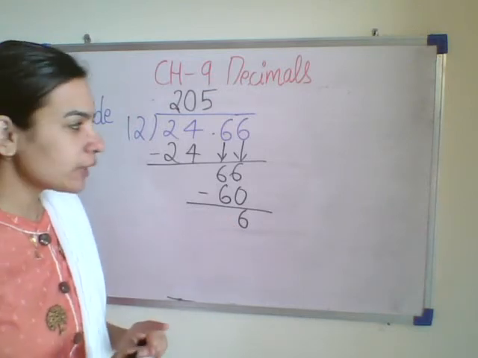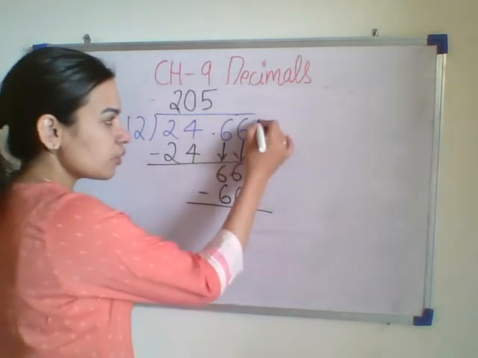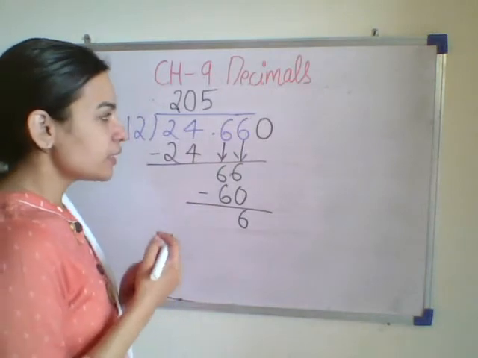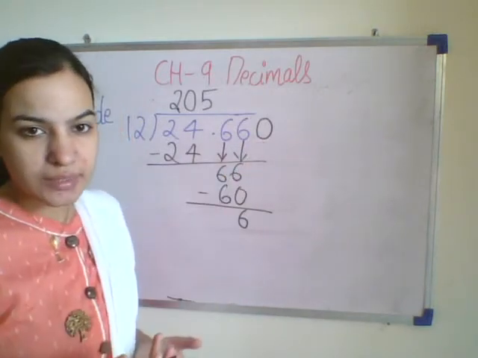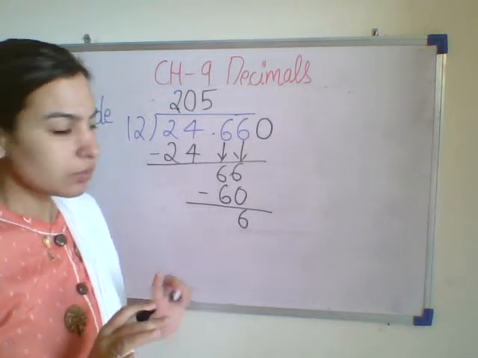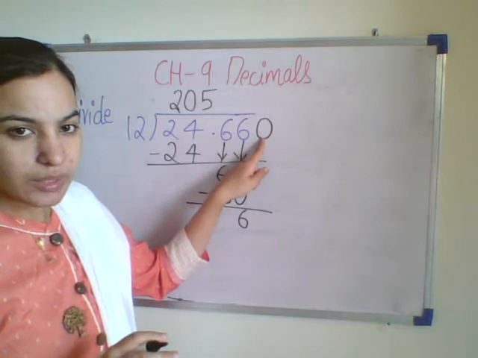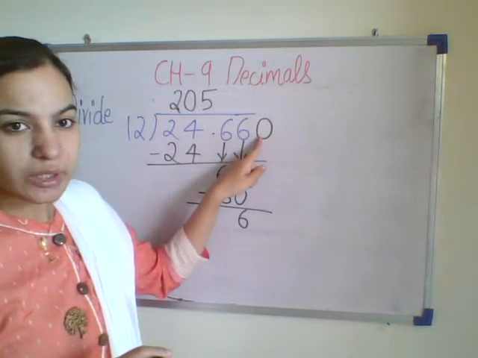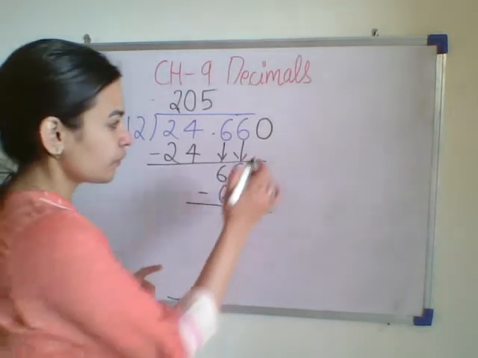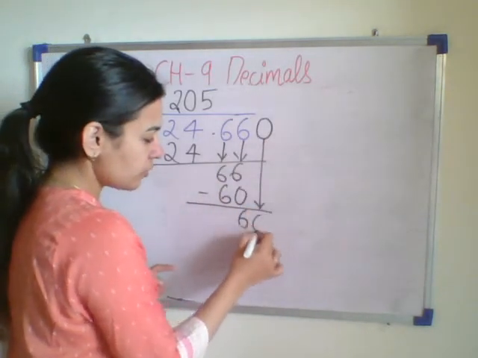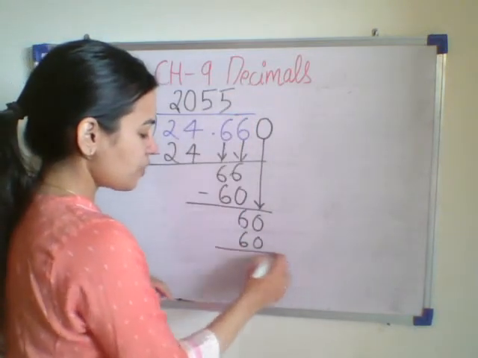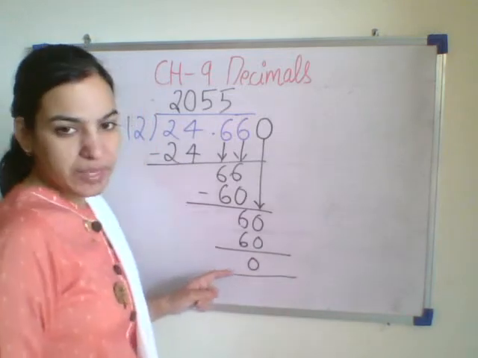So what we will be doing? We will be putting a 0 in our dividend. In the dividend we can put as many 0s as needed, so that our remainder will become 0. You can put the 0 in the dividend if the remainder is a smaller number. Now I can carry down this 0, and 12 fives are 60. Now my remainder is 0. I could leave my division here.